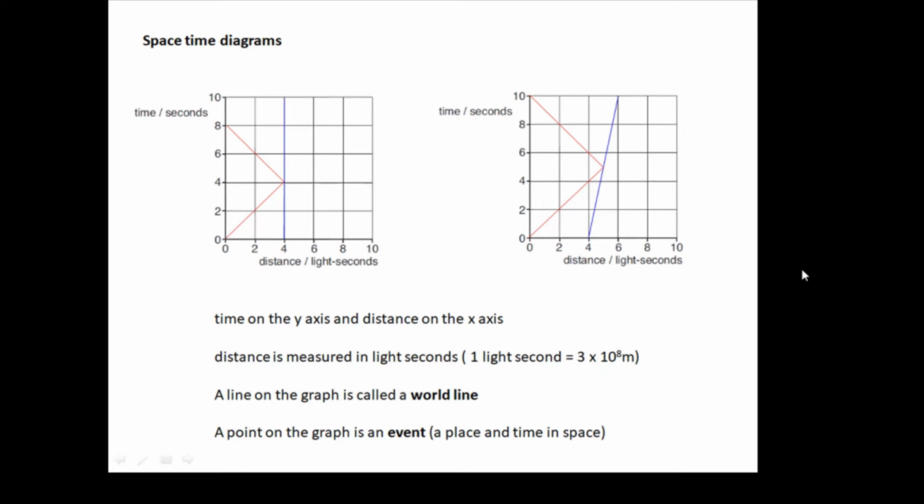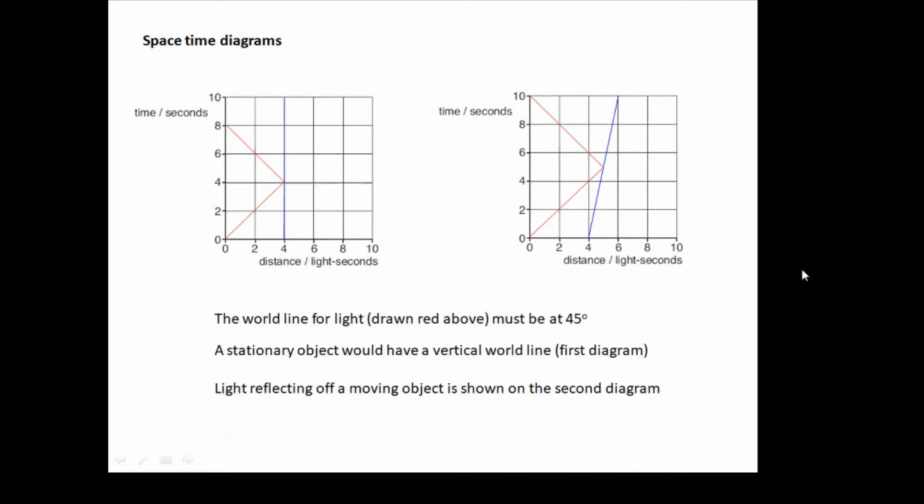A line on the graph is called a world line. And any point on the graph is an event. It's a place in space and time. So the red line on the diagrams represents light, because light travels 1 light second every second. Light must be at 45 degrees. A stationary object, its world line would just be vertical, as it is on the first diagram.